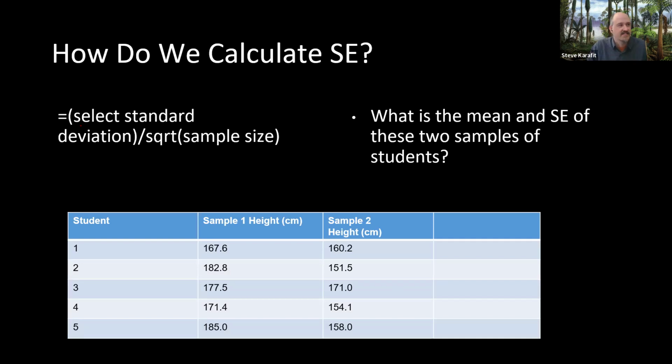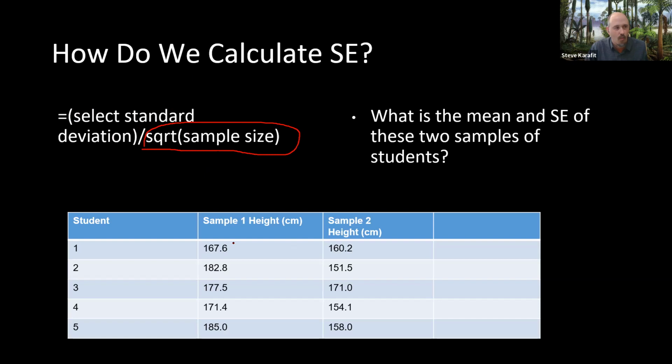All right, so how do we calculate standard error? You select standard deviation. You calculate it like you did before, and then you put an equal sign, click on the standard deviation, and divide it by the square root of the sample size. I should probably put a parenthesis here as well. You divide it by SQRT, the square root of the number of samples.